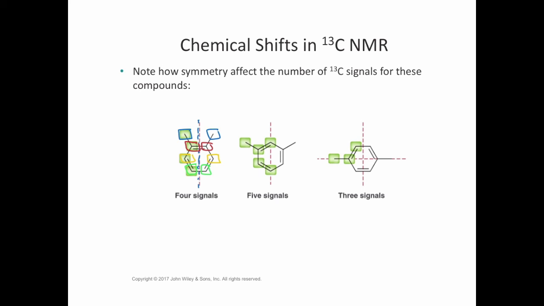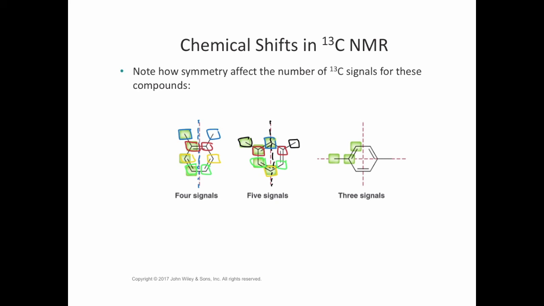Now, if we look at the next example, we have 5 signals. Again, there's a plane of symmetry right through the center of the molecule. However, notice here that this carbon is not mirrored by the carbon opposite. It's between carbons with 2 methyls, whereas this carbon is not. So those are unique and different from one another, so they each give rise to one signal. These carbons are identical. These carbons are identical. And then finally, the methyl carbons will be identical. So that would give rise to 5 signals.